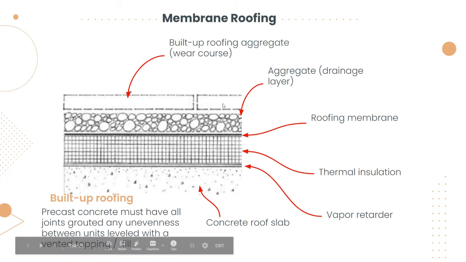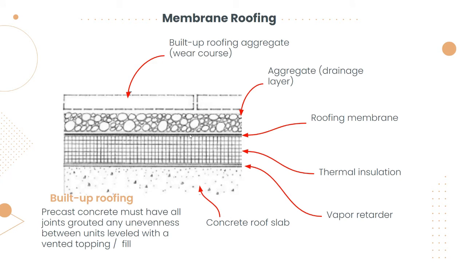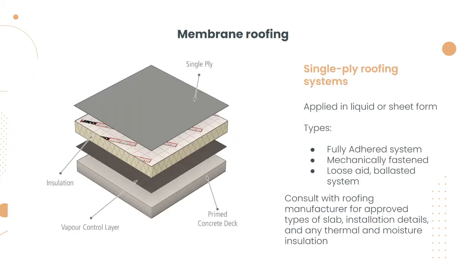So for the built-up roofing, precast concrete must have all joints grouted. Any unevenness between the units must be leveled with a topping or fill, so it avoids moisture or thermal insulation problems.